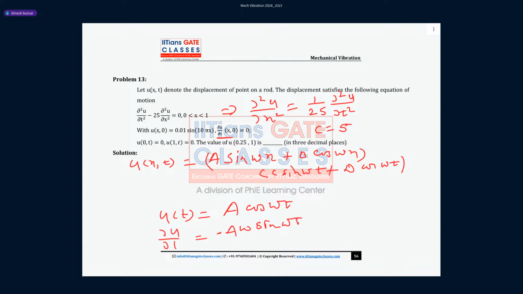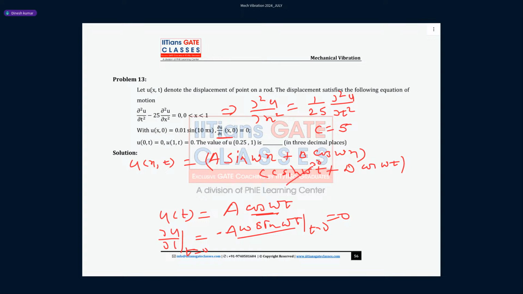So when it is 0, if the function is cosine, then it will be 0, right? You can check at t equal to 0. At t equal to 0, it is 0. Yes or no? Quickly. For free vibration, if initial velocity is given 0, then your response will always be cosine, not sinusoidal. Okay, so that means this part is 0.